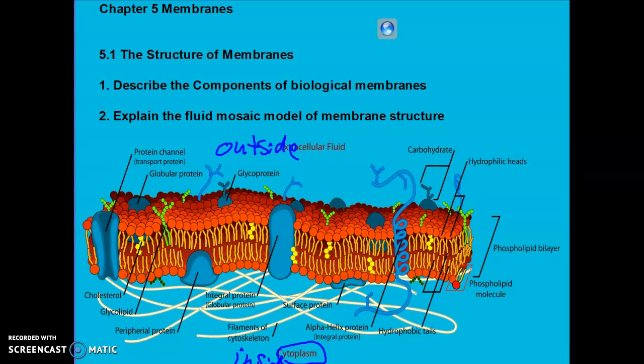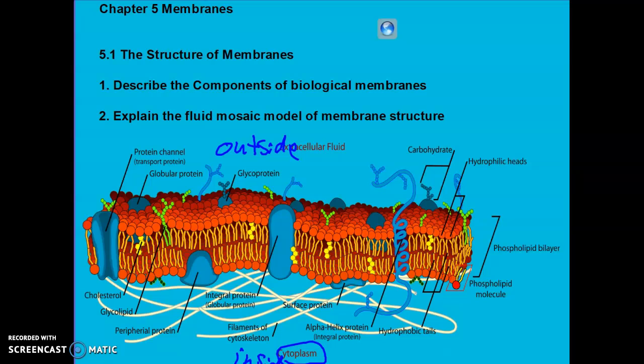I'm going to dive into a discussion of the membrane and how things move through the cell membrane. So this is chapter 5. The first part, we're going to describe the components of biological membranes, including the cell membrane, so what it's made out of, and then relate it to the fluid mosaic model, which is just an analogy that we often use to explain the structure of the cell membrane.